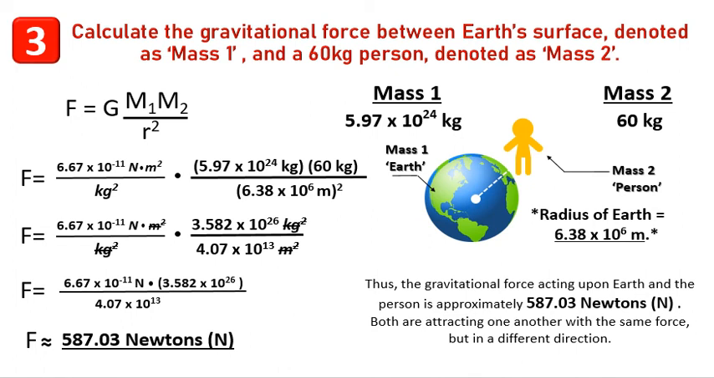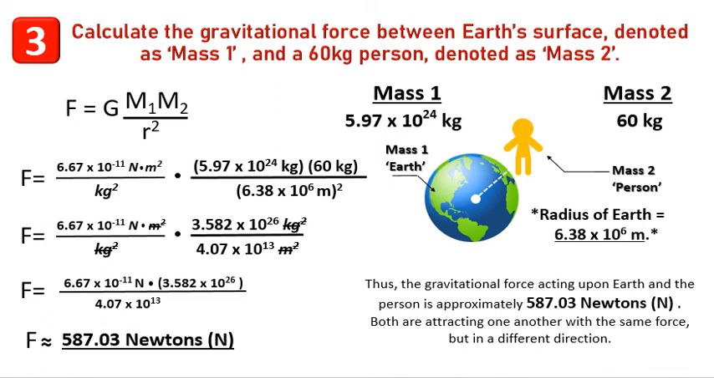Number 3. Calculate the gravitational force between Earth's surface, denoted as mass 1, and a 60 kilogram person, denoted as mass 2. So we're given that mass 1, the Earth's surface, has a mass of 5.97 times 10 to the 24 kilograms, and that mass 2, the person, has a mass of 60 kilograms. We're also given that the radius between the person and Earth's center of mass is 6.38 times 10 to the 6 meters.